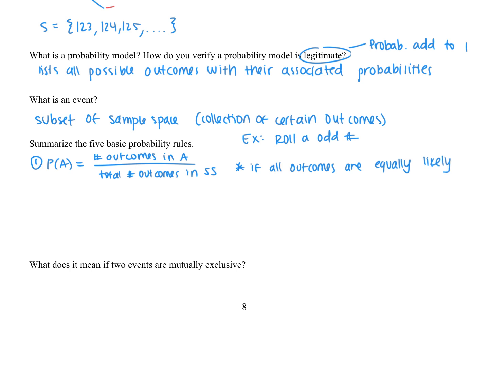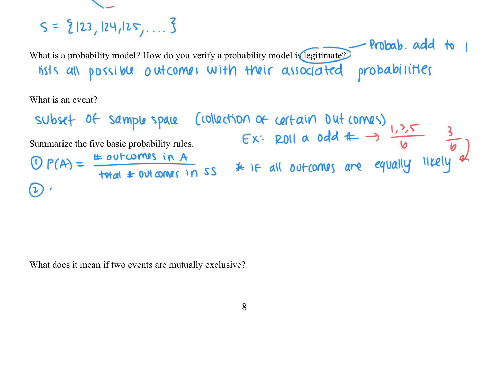So for example, that example above, rolling an odd number. Odd number could be 1, 3, or 5 out of all 6 numbers. So we would say that probability is 3 out of 6, but only if all the numbers are equally likely. If it's a loaded die where one number is more likely than another, we can't just say the probability is 3 out of 6.